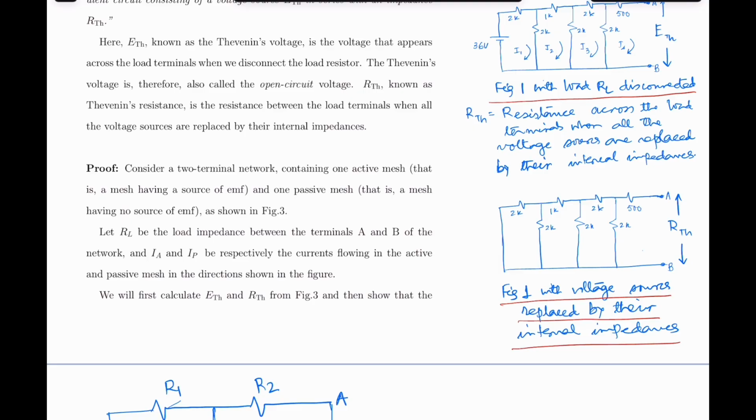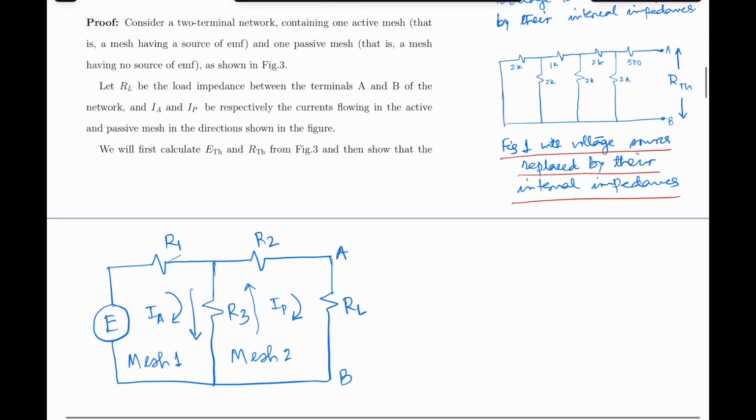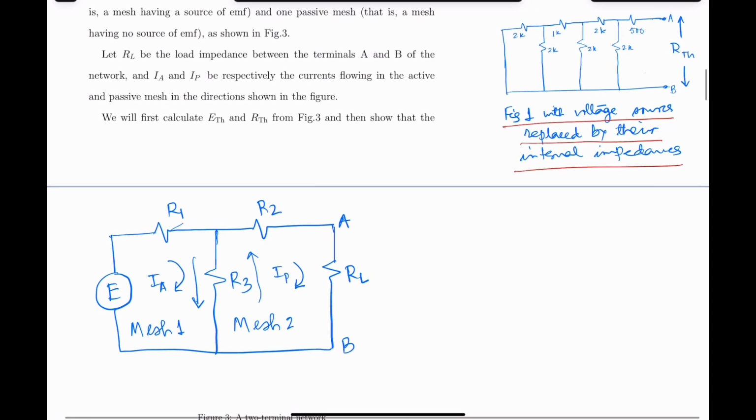Now let us see how to prove this theorem. To prove this theorem, we consider the circuit shown in figure 3. We have 2 different loops here. E is the voltage source, R is the load resistance, R1, R2 and R3 are 3 resistances in the circuit.